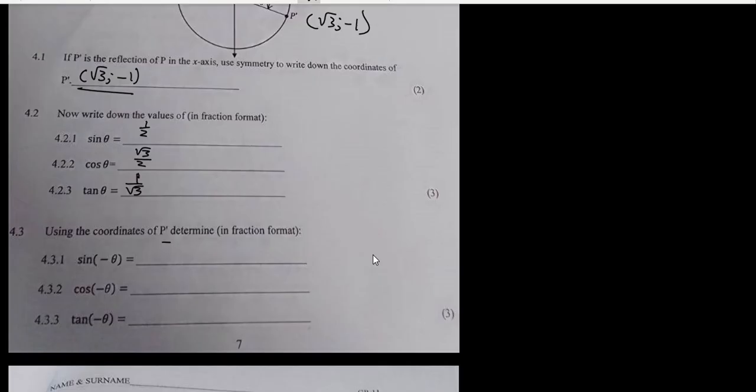Sine is going to be -1 over 2, and then cos is going to be root 3 over 2. And then tangent is going to be negative 1 over root 3. Okay, so we are not concerned with the angle. I know most of you are going to be confused. What about the angle? No. Remember the definition that I gave you. Just use those definitions. You will get what they are looking for. Okay.